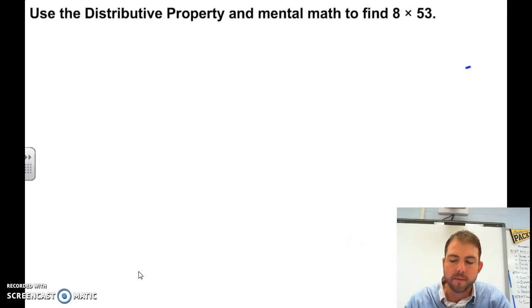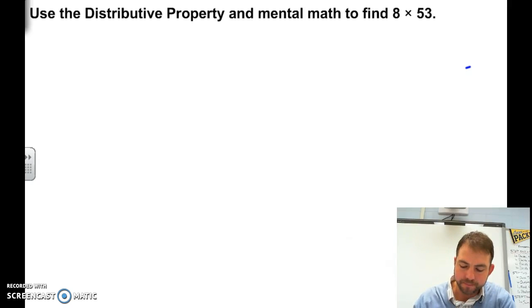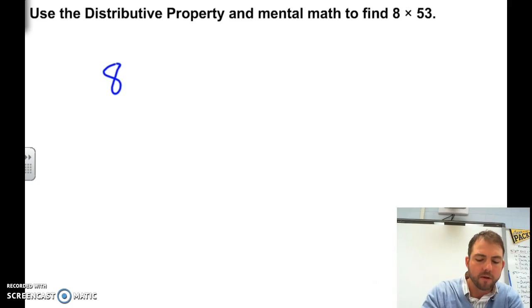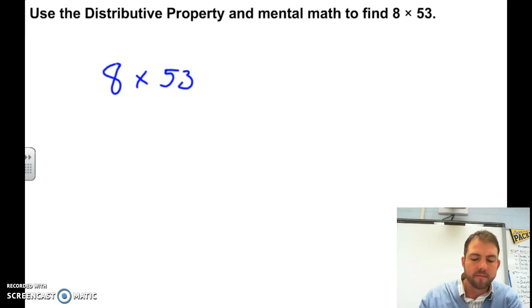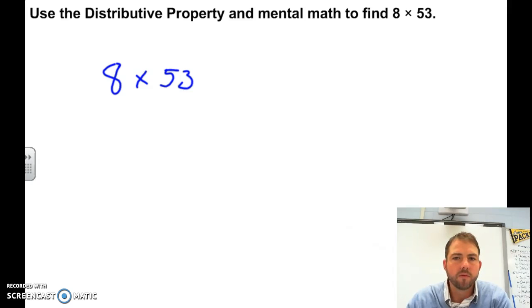Use the distributive property in mental math to find 8 times 53. If we were going to find 8 times 53, we're going to break that down into a way that we can understand more so how to do it in our head. If I was going to ask you to do this problem in your head, some of you might be able to do this by breaking apart 50, and that's exactly what we're going to do.